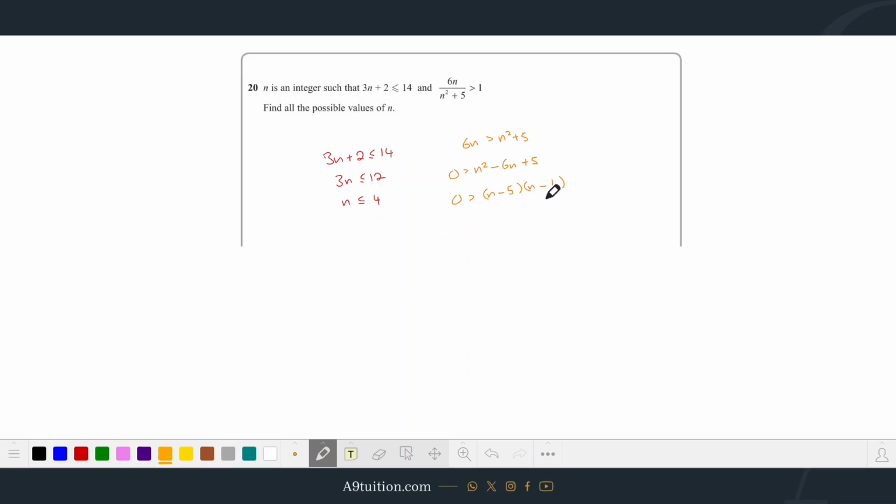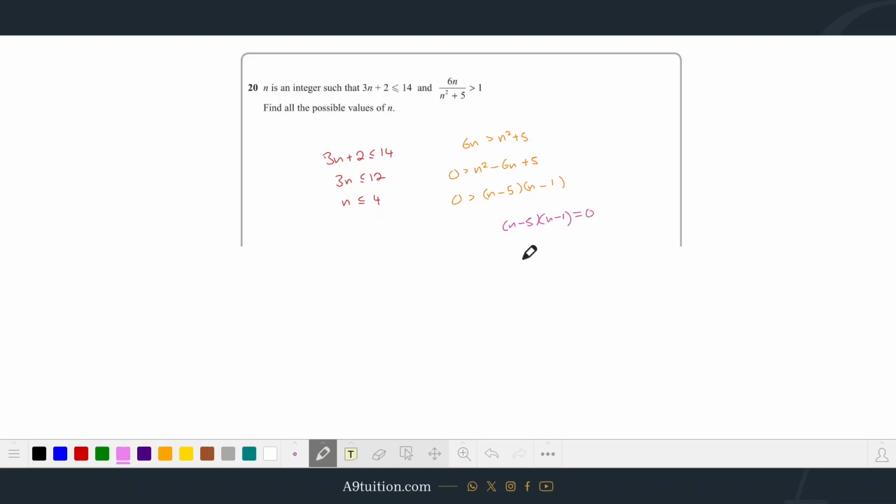What do you do with this information? We're now going to consider the critical values. The critical values are when this inequality, if you consider it as an equation and make this into an equals sign, so I'd have (n - 5)(n - 1) = 0, right? So I'm rewriting this as an equation.